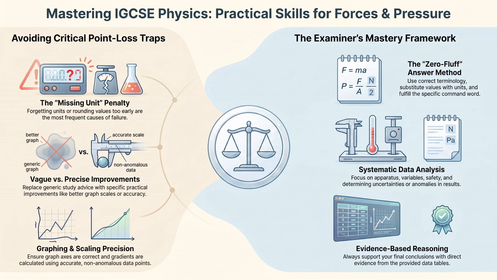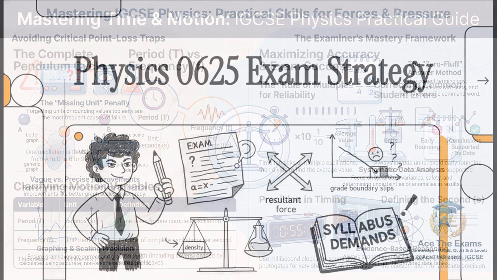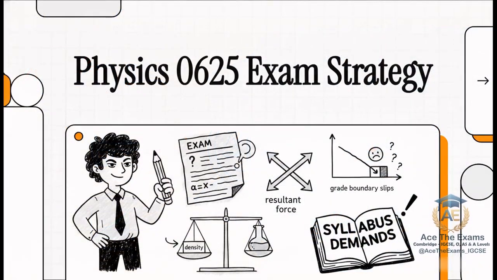Picture this. You've just walked out of your Cambridge IGCSE Physics 0625 exam. You sit down, you're feeling confident, right? You think you totally nailed that tricky calculation on density and flawlessly explained resultant force. But then, fast forward to results day, and your grade boundary completely slips. Why? Well, because you didn't answer the way the syllabus actually demands.